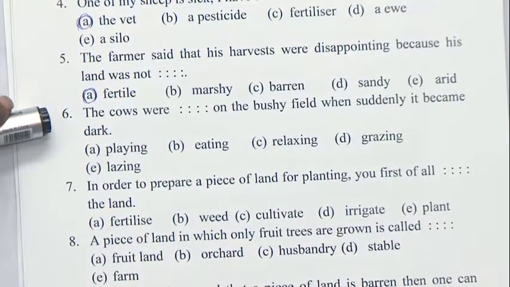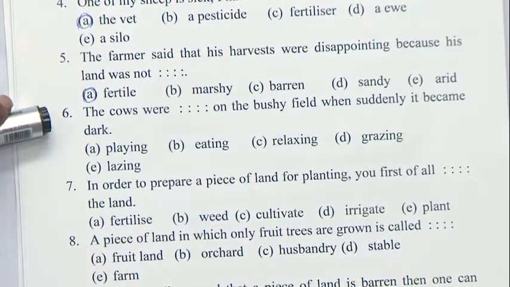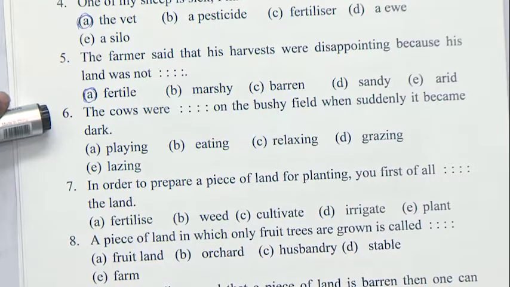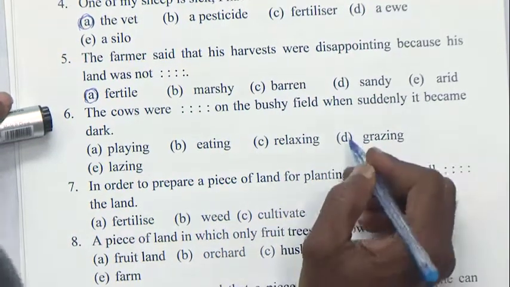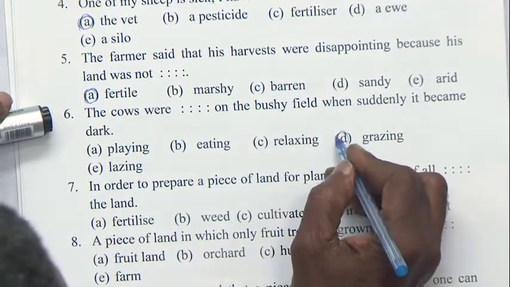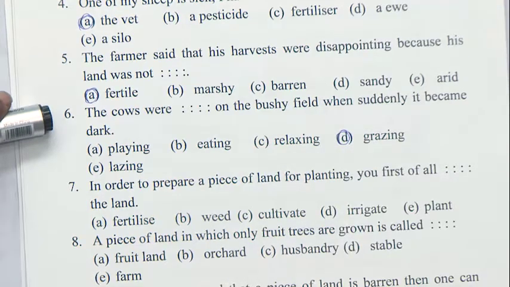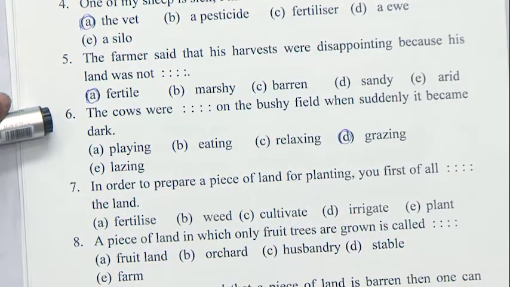Then the cows were grazing on the bushy field when suddenly it became dark. What were they doing? They were grazing. Are they eating? It is true that they were eating grass or something, but the correct thing is that they were grazing.